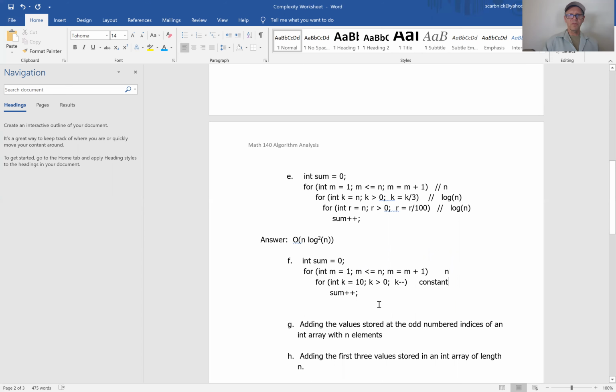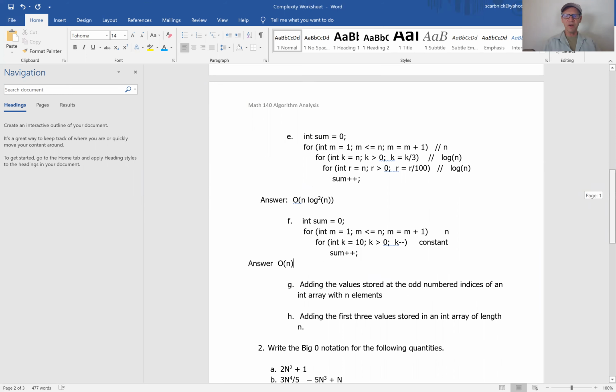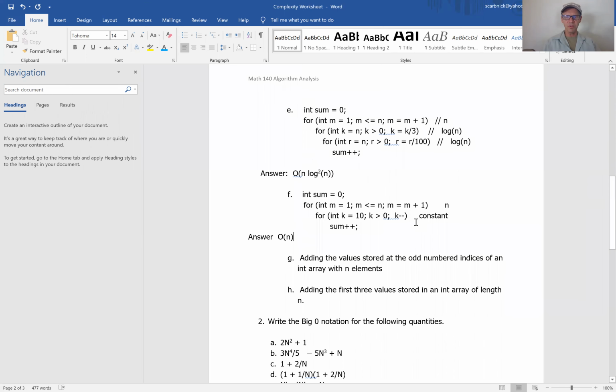If you multiply that together, you get some constant times n, but remember, we just drop the constant. We were talking about the big O notation. And the answer is big O of n for the last one, even though it's a nested loop. The inner loop just iterates. It's not a function of n. It's a constant number of operations. Okay, so I guess I'll continue.